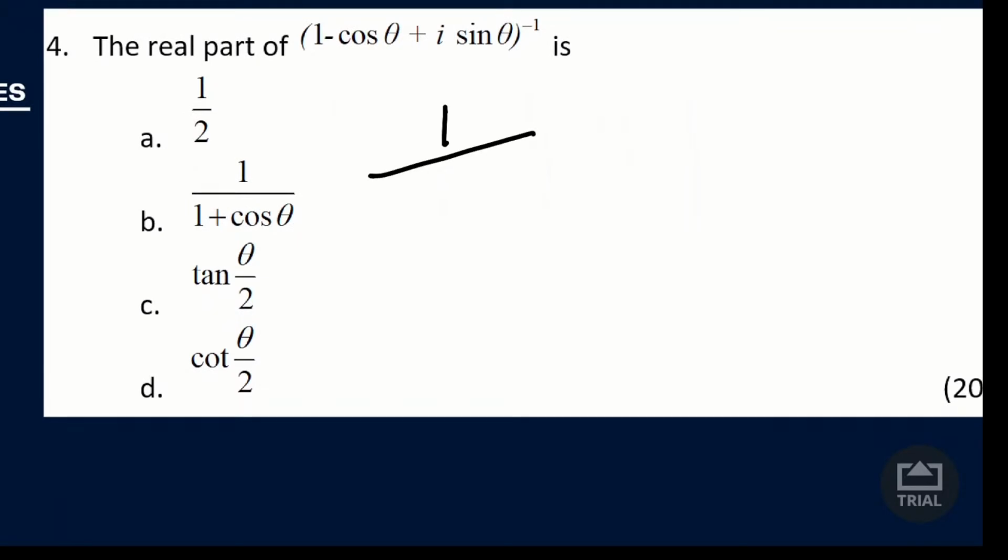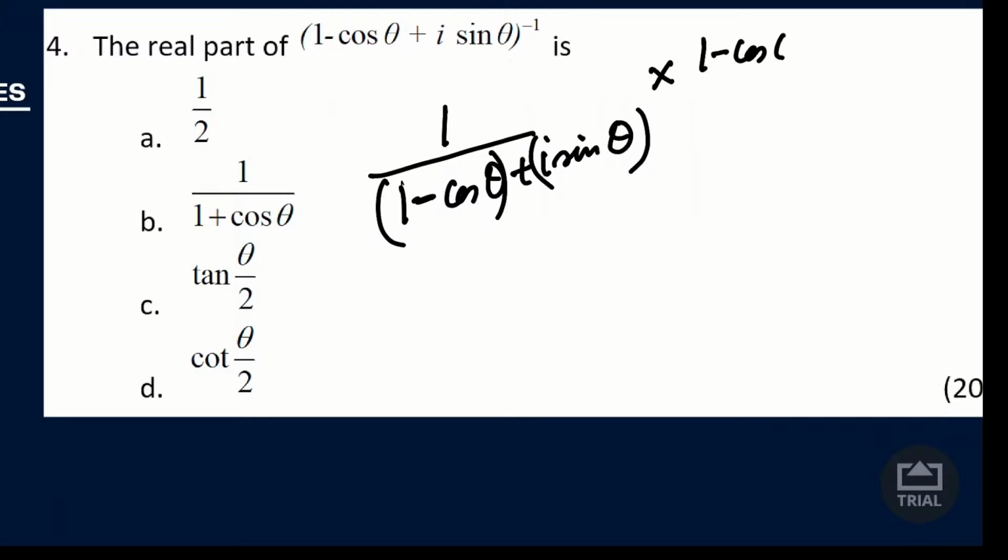1 by 1 minus cos theta plus i sin theta. Now what do you have to do? Rationalize. This is my real part, this is my imaginary part. So what will I do? I'll multiply with 1 minus cos theta minus i sin theta. 1 minus cos theta minus i sin theta.